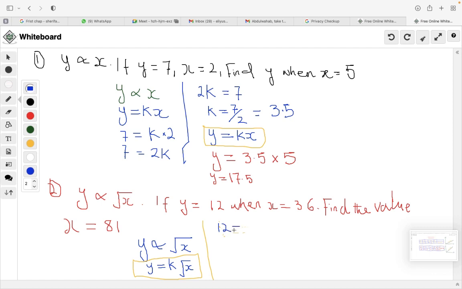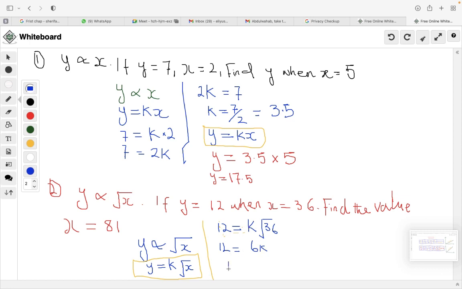Then equal to, the first thing we do is find k. We don't know k, so we write k down the way it is. And then the square root of x: if y equal to 12, x equal to 36. So I put 36 here in place of x. The square root of 36 is what? 6, right? So I have 12 equal to k times 6, which is 6k. Are you with me? Because the square root of 36 is 6, and 6 times k is 6k.